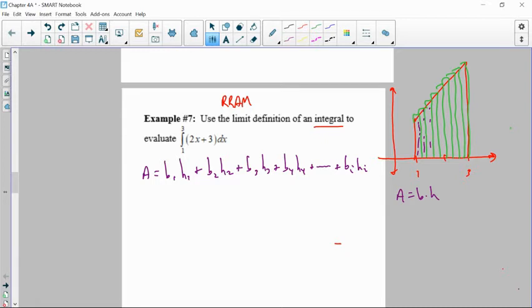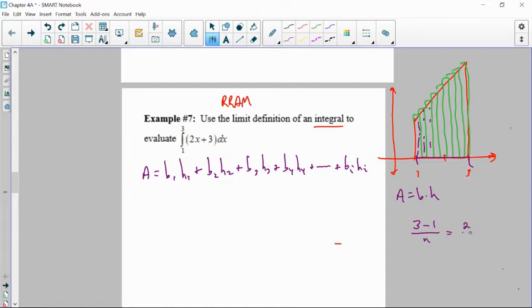Now, if I want all these rectangles to be the same width, right now I'm taking this whole distance from 3 to 1, and I'm dividing it equally by however many rectangles I have. So let's say I have n of them.